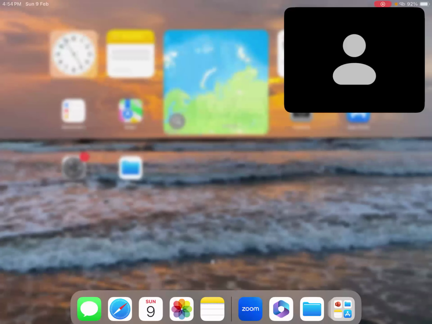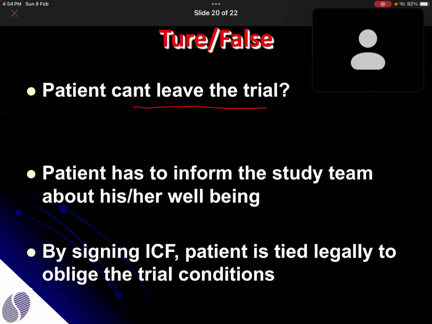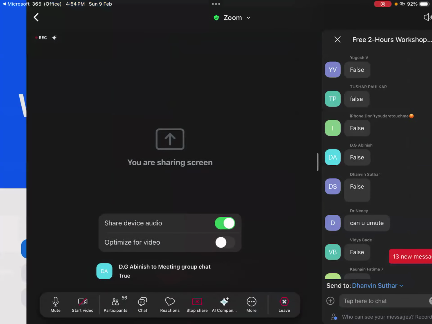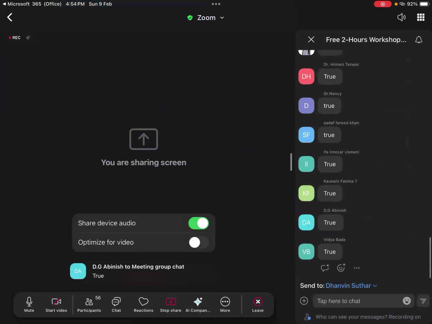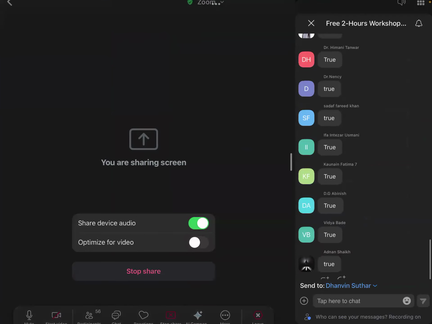So the patient is able to leave at any time. This is false. That's correct. The patient has to inform the study team about their well-being. Is it correct or not? If the patient has got sick, or they are leaving the study area, they have to inform the study team whether they are doing fine or not. True. Very well done.